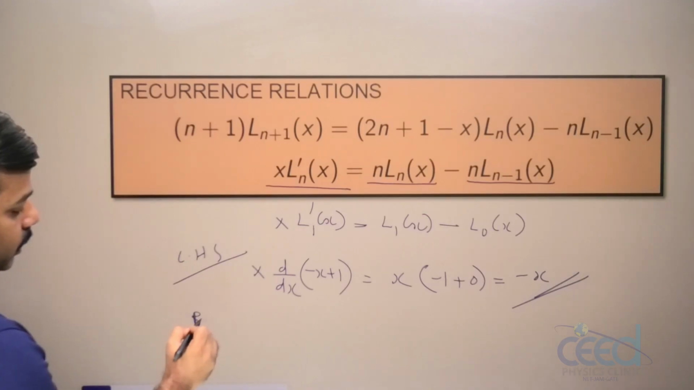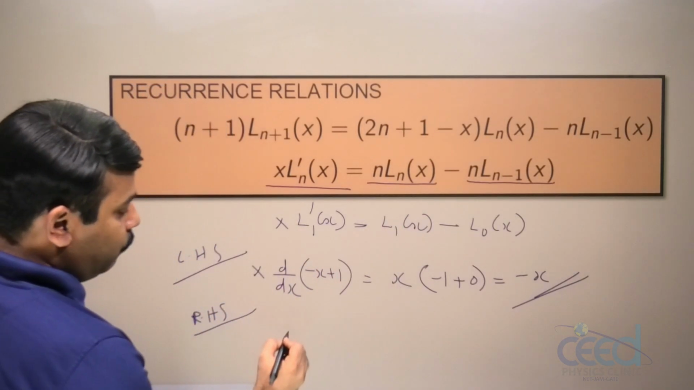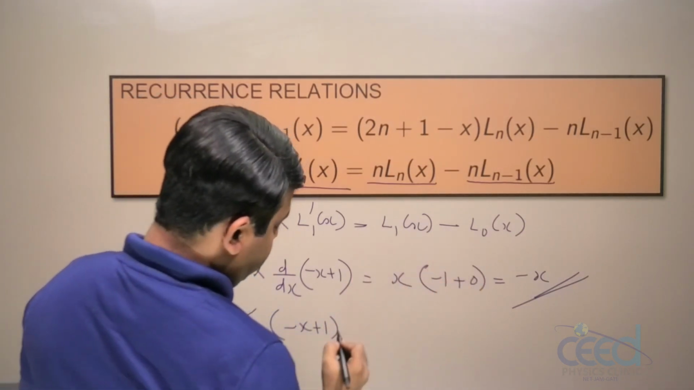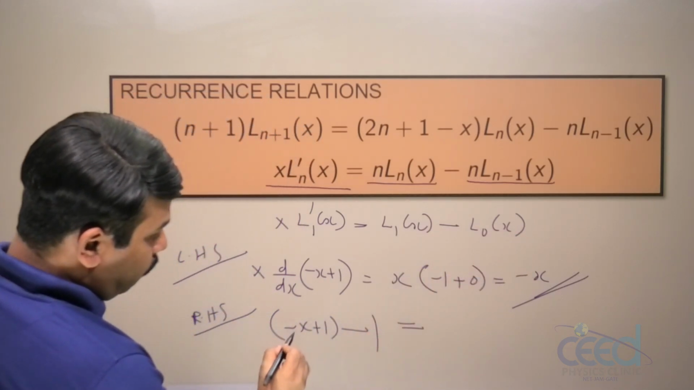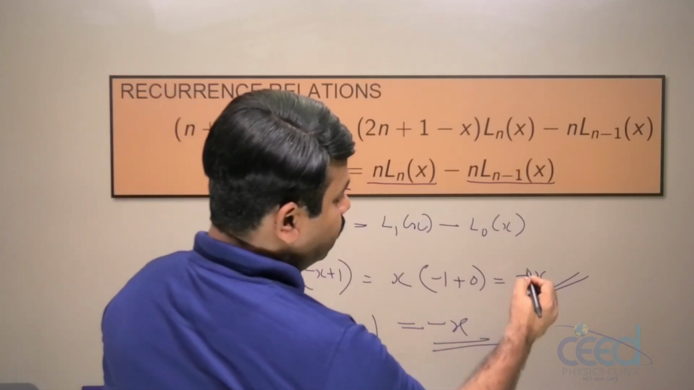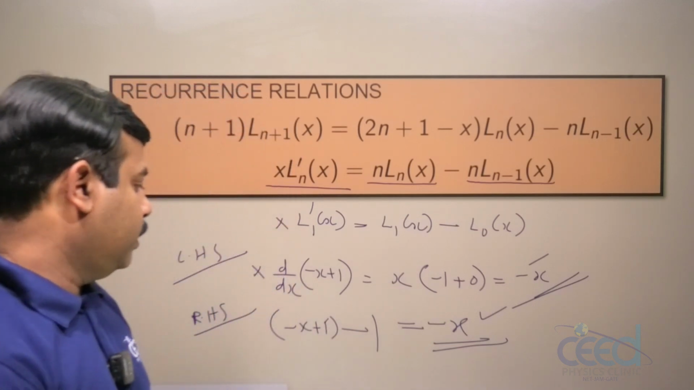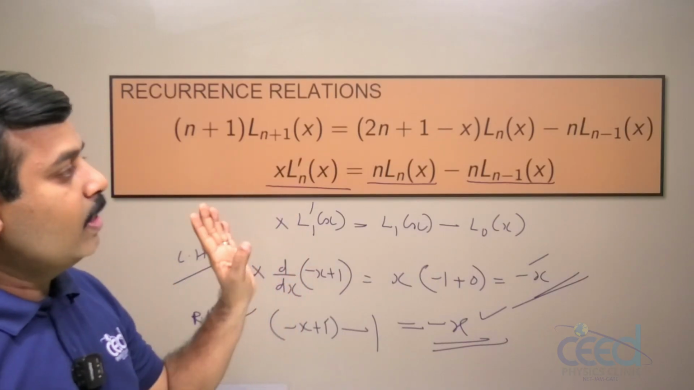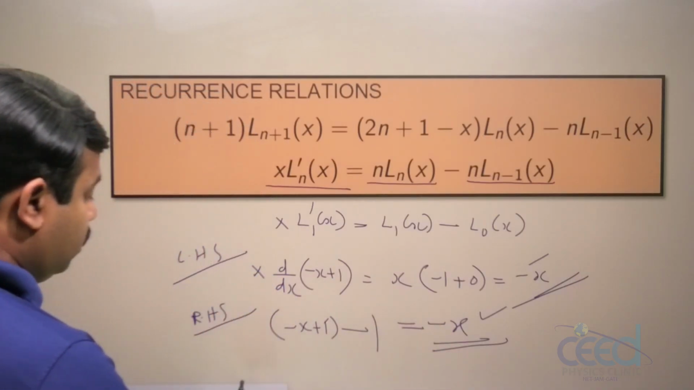Now let us do the RHS. L1(x) is minus x plus 1, and minus L0(x), which is 1. Then the answer is minus x, since 1 minus 1 is 0. So LHS is equal to RHS. Like this, these two recurrence relations you should learn by heart. It is very important.